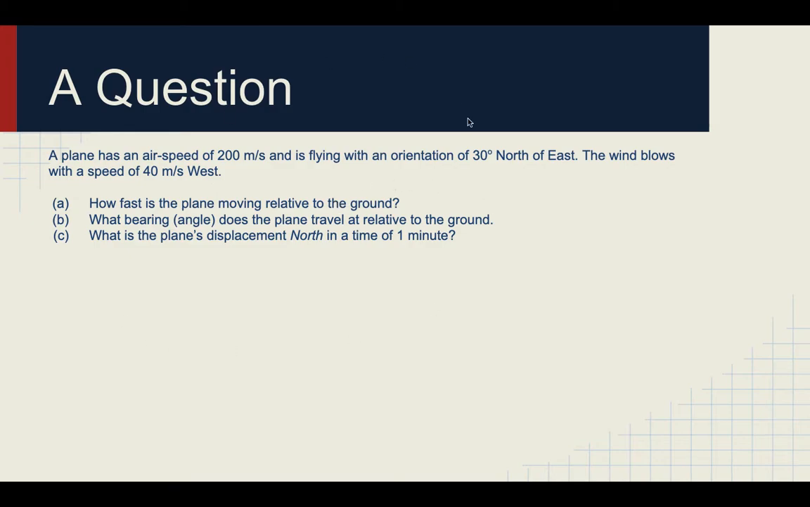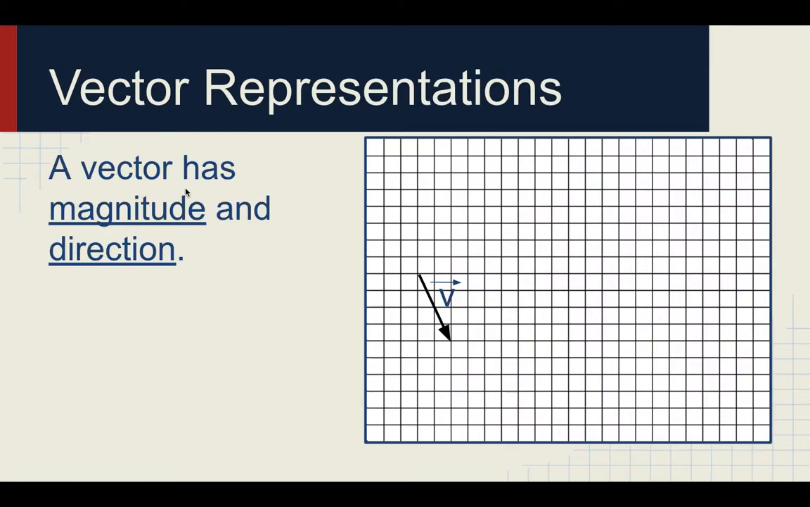This is the kind of question that we should be able to do by the end of today, so I'm not going to do it now. I just want to give you an idea of the sort of thing that we're going to be working on. Okay, so first, remember that a vector has magnitude and direction.